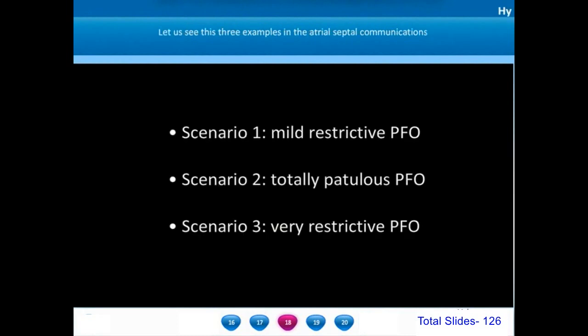We will show now three different examples of these atrial septal communications. Scenario 1 will be a mildly restrictive foramen ovale. Scenario 2 will be a totally open foramen ovale. Scenario 3 will be an extremely restrictive foramen ovale.